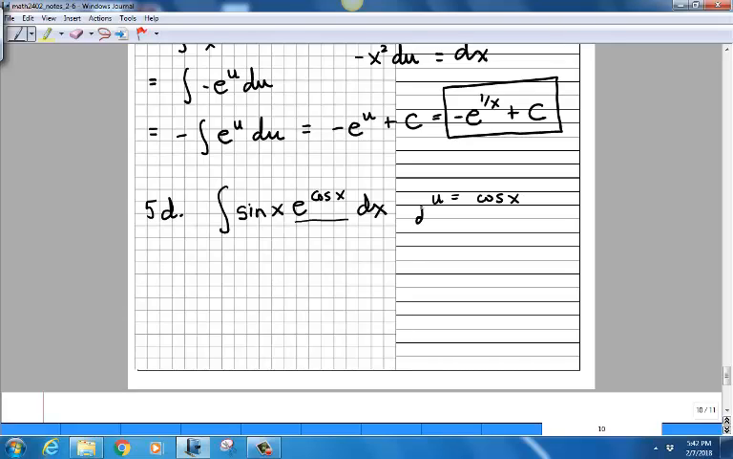And so du dx is going to be equal to minus the sine of x. And then when we solve this for dx, I think we'll get dx is equal to minus du divided by sine of x.